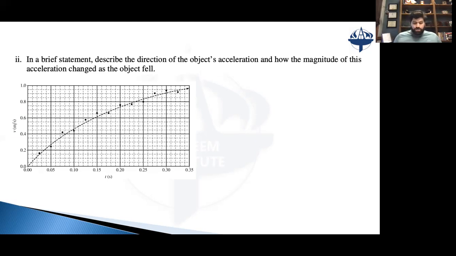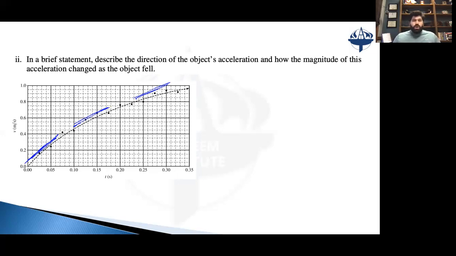In a brief statement, we want to describe the direction of the object's acceleration and how the magnitude has changed as the object fell. So instead of just the y value, the vertical value, we want to look at the slope now. The tangent slope of that curve at this point is going to give us the instantaneous acceleration, and the tangent slope here is going to give us the instantaneous acceleration as well. So really what this question is asking is, what's happening to the slope of this graph? If you look at the slope of this graph as time goes on, it is decreasing.